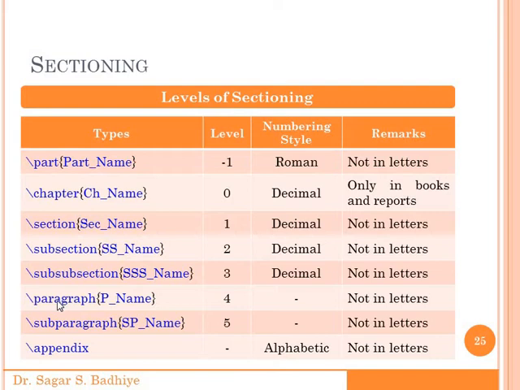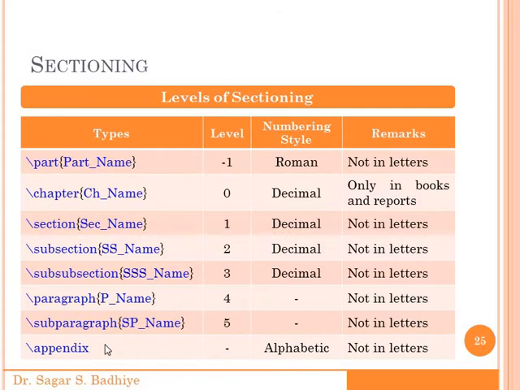Then paragraph is there, so the \paragraph command is used. The fourth level of sectioning is paragraph. We don't number paragraphs, so there is no numbering style, and paragraphs are also not available in letters. There is subparagraph, which is the fifth level of sectioning. Again there is no numbering, and they are also not in letters.